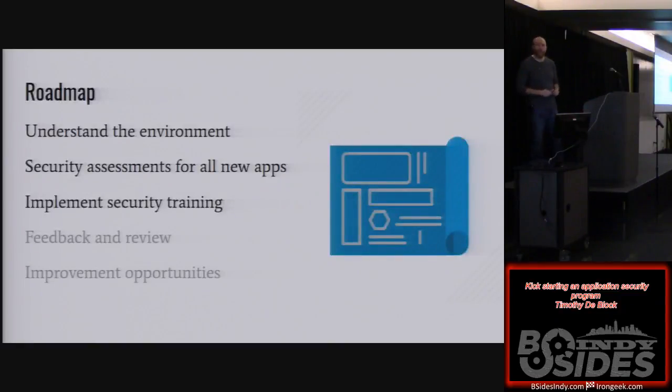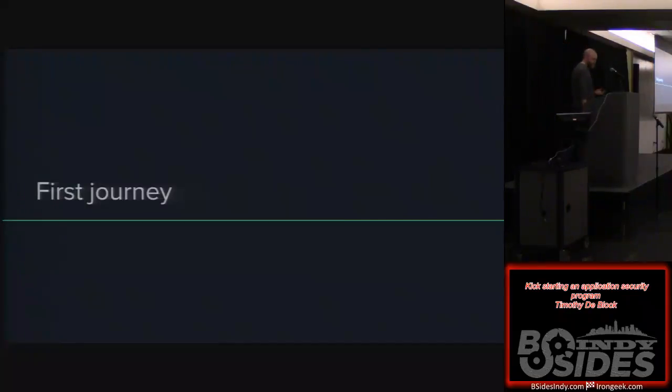So the roadmap is understanding the environment, security assessments, inventorying, and then there are two others there: feedback, review, and improvements. This is a 30-minute talk. It is originally a 50-minute talk. I just embellish a little bit, but I don't have time to really go into that stuff, and the title is Kickstarting. So this is just getting a program off the ground.